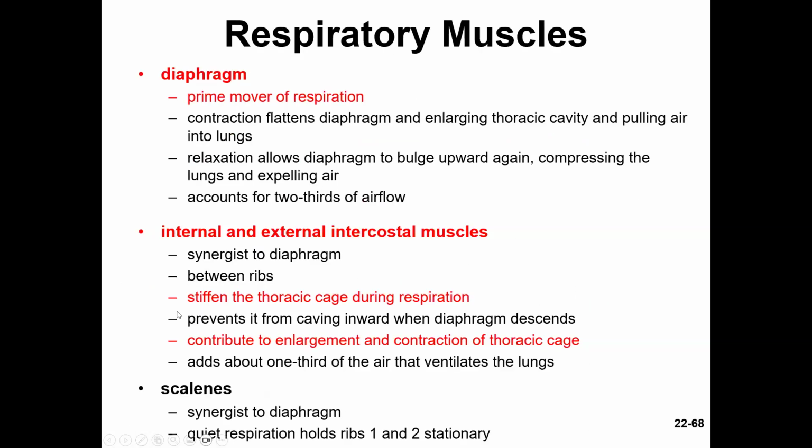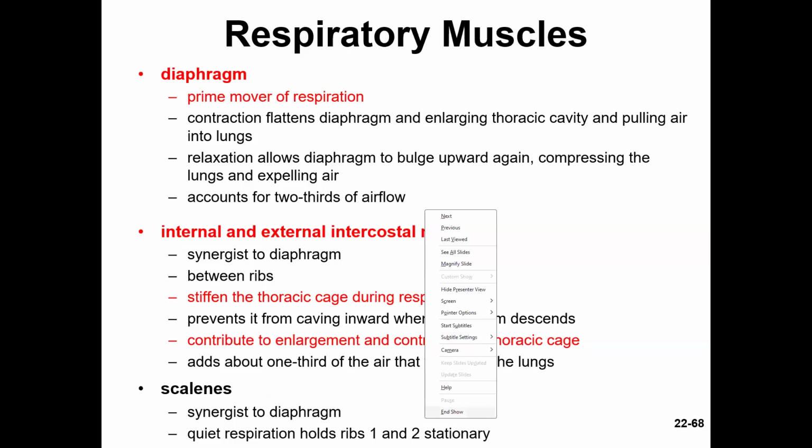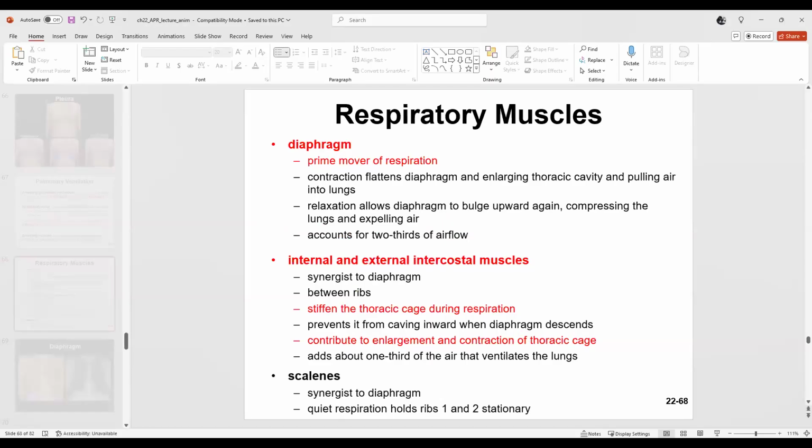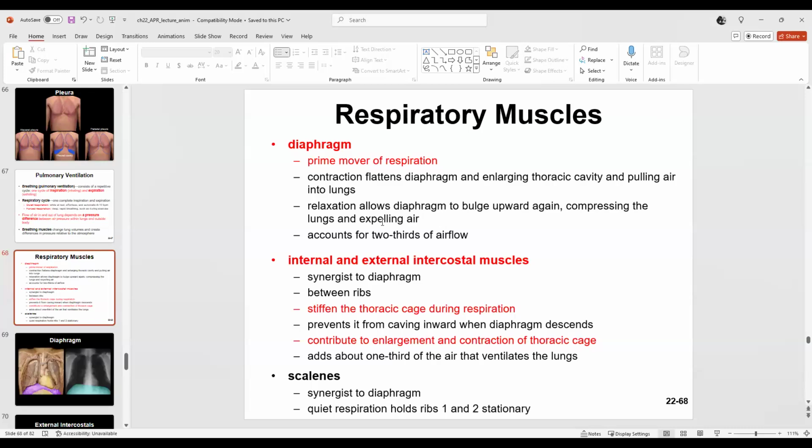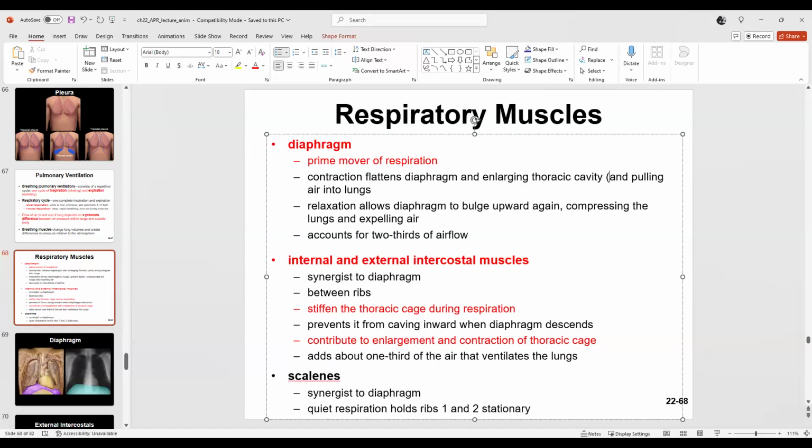All right. The diaphragm, prime mover of respiration. It flattens, enlarging the thoracic cavity, decreasing the pressure. I'm just going to write that down.